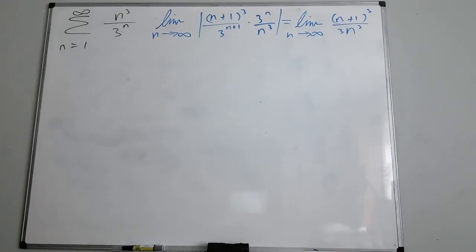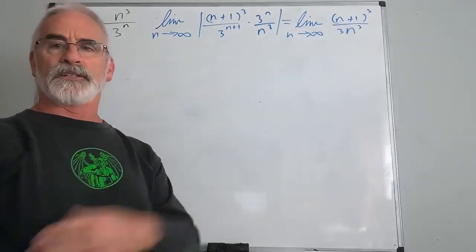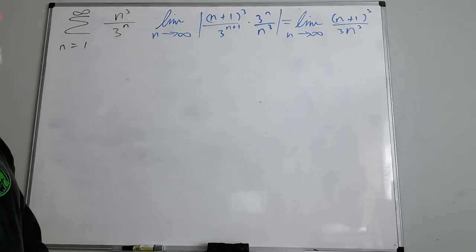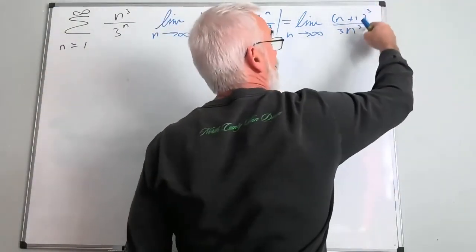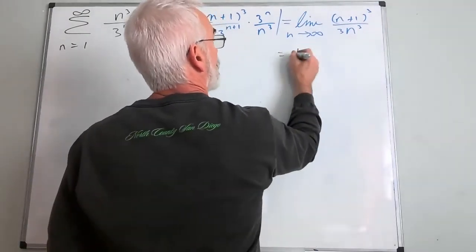Can I evaluate that limit right now without doing anything else? Can anybody see it? If I do no other work, can I just give you the answer? What is that limit? 1 over 3. Because the degrees are the same. The lead coefficient here is a 1. Here it's a 3. That's just 1/3. Piece of cake.